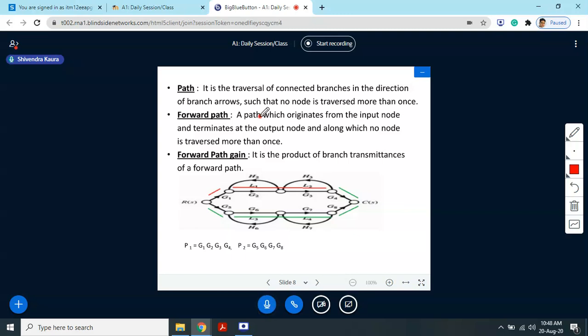Now there are two types of path. One is the forward path. Forward path is the path which starts from the input node and terminates at the output node. The path by which you can travel from the input node to the output node. In simple language, I am standing at the input node and I have to go to the output node, so which paths do I have by which I can reach the output node?